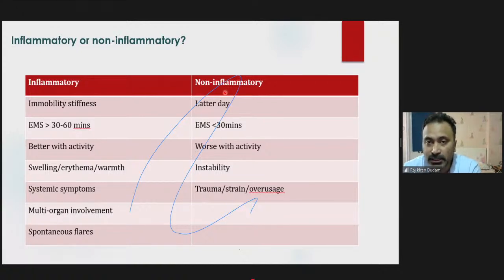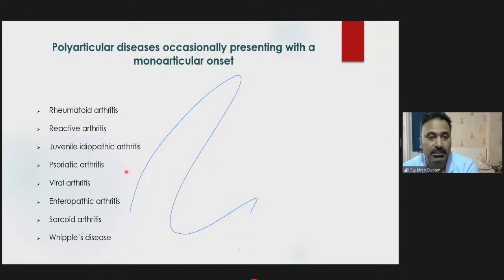And the most important thing as a rheumatologist, which we commonly ask our patients, is stiffness after rest. The prolonged period of rest is overnight, so we ask them, do they have any early morning stiffness? This becomes the most important thing. The presence of early morning stiffness in the joint of more than 30 to 60 minutes, we need to consider seriously an inflammatory disease. There are also other signs and symptoms of inflammatory arthritis like swelling, erythema, warmth, systemic symptoms, elevation of acute phase markers, etcetera.